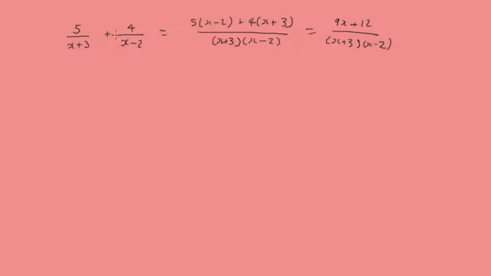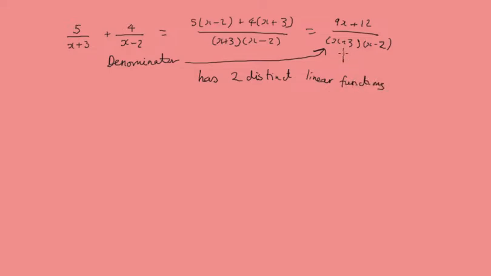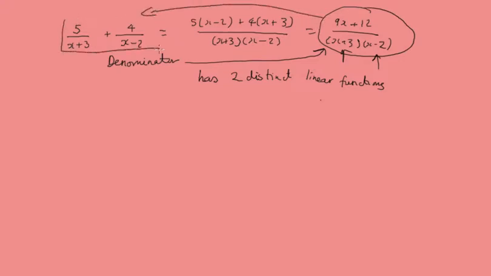And this is an example where the denominator has two distinct linear functions, so this one and this one. Now what we're going to be doing today is learning how to decompose things that look like this back into fractions, and this is called partial fractions.